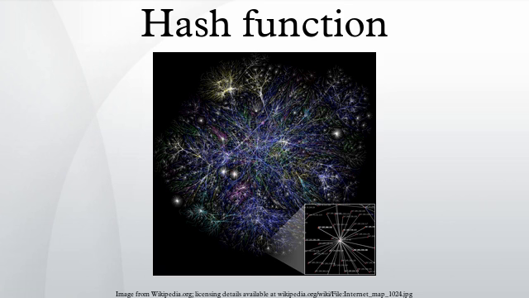Let h be a hash function that maps the members of A and B to distinct integers, and for any set S define min(S) to be the member x of S with the minimum value of h(x). Then min(A) equals min(B) exactly when the minimum hash value of the union A ∪ B lies in the intersection A ∩ B. Therefore, Pr[min(A) = min(B)] = J(A,B), where J is the Jaccard index.